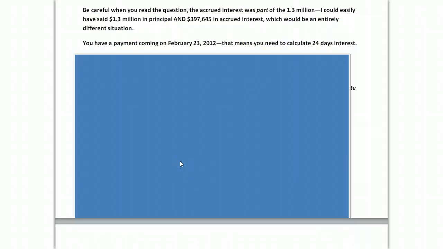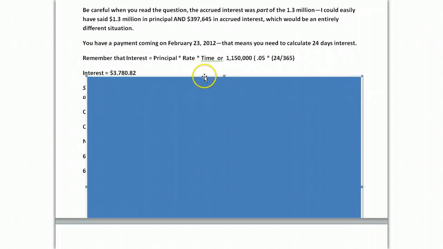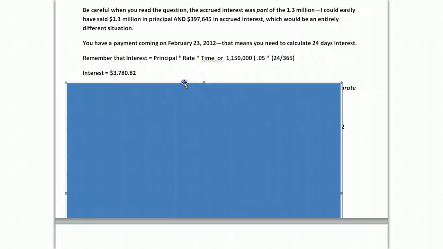Okay, your first date was February 23rd. That means you have to calculate 24 days interest on the principal. And we just talked about getting your principal amount just right. So here is your equation. Interest is principal times rate times time. So you take that 1,150,000 and multiply it times the rate, it was 5%, so 0.05, and 24 days out of the year. And you get interest of $3,780.82.